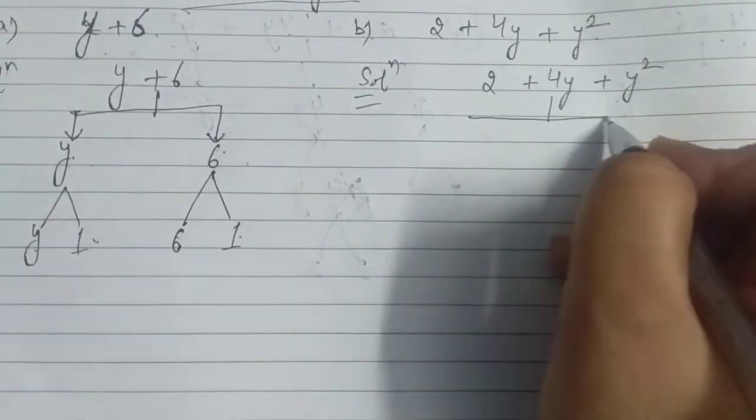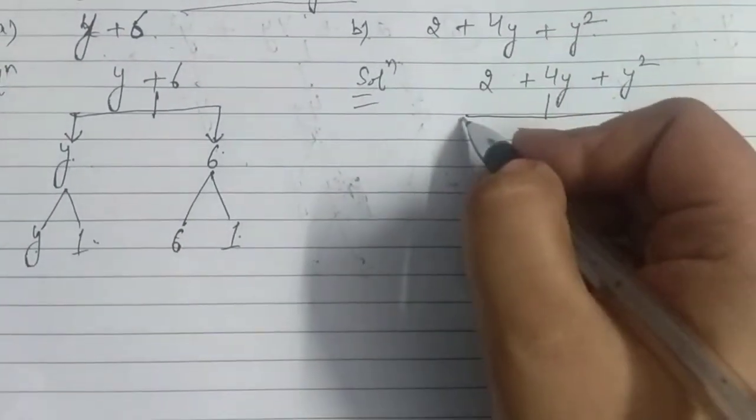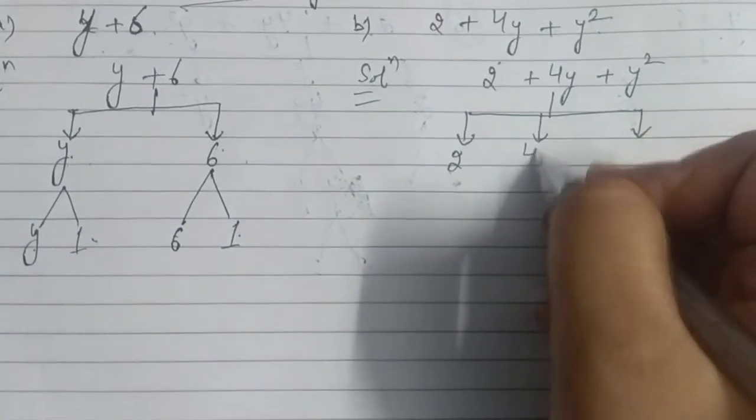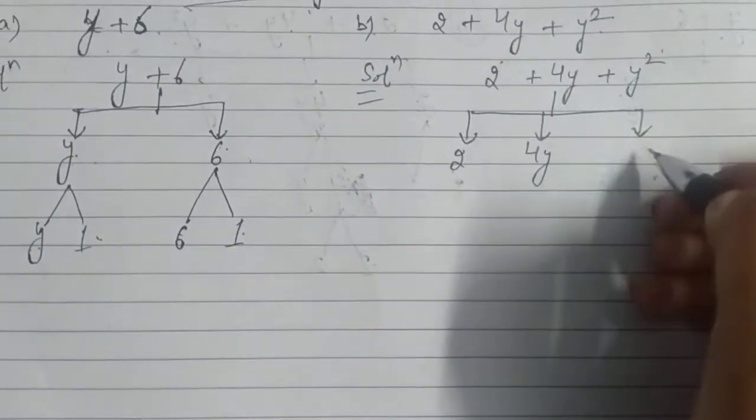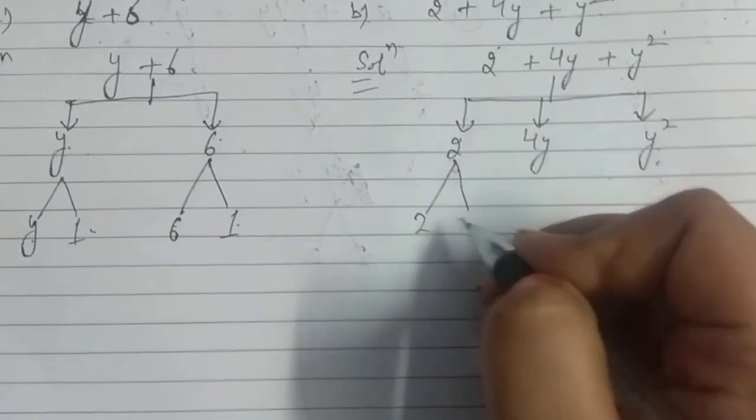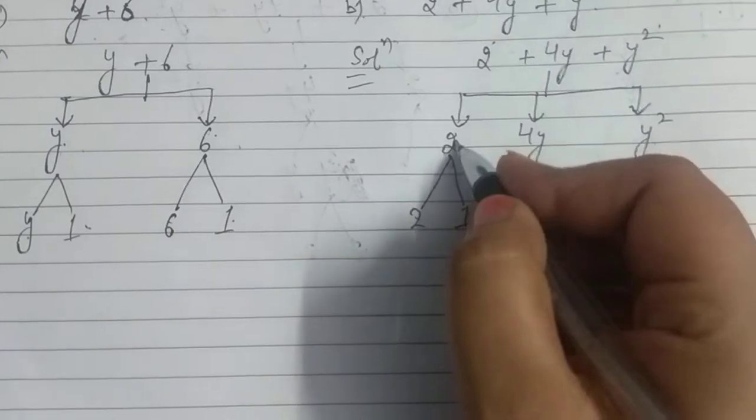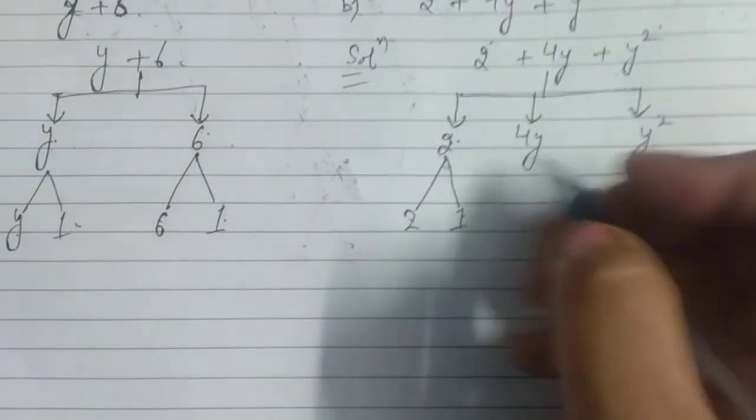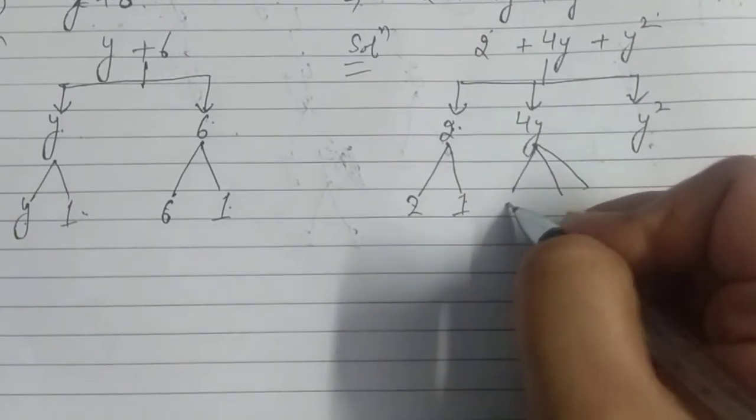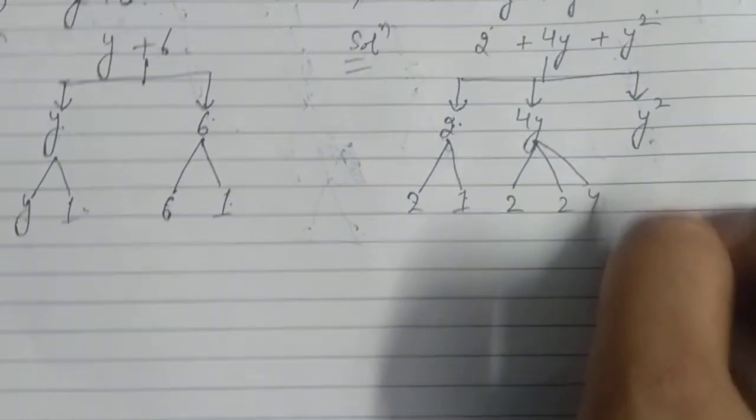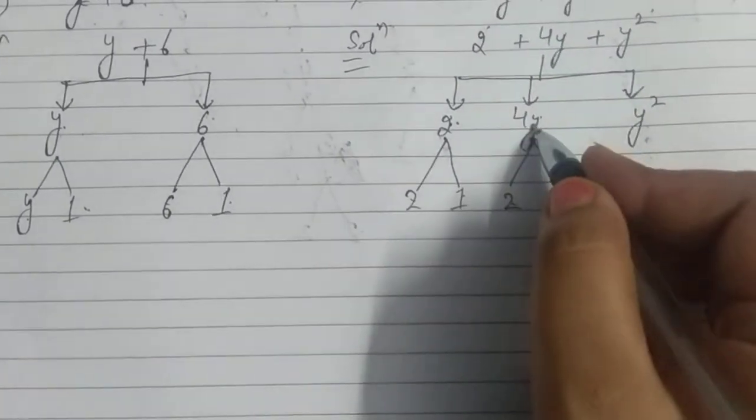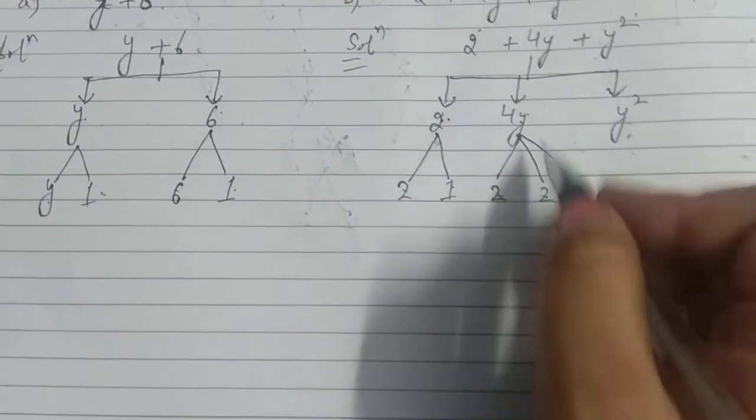make the T diagram. So 2, 4y and then y square. Now we have to write the factors of 2: 2, 1, 2 multiplied by 1 gives 2, or we can leave it here also. Now we have to write the factors of 4y: 2 y, 2 to the 4, or we can simply write 4 into y.